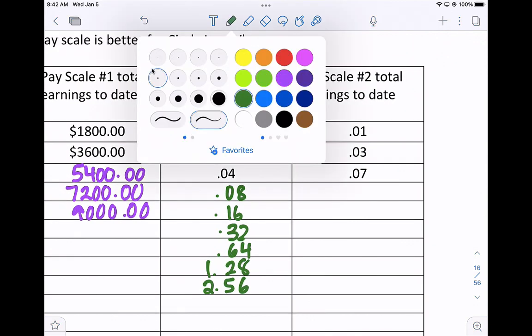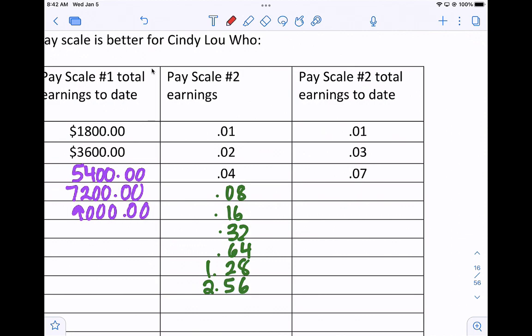But to figure out the total earnings, we add. So like the first day plus the second day, we get 3 cents total. We add our earnings from the second day to the 3rd day, we get 7 cents. 7 cents plus 8 cents is 15 cents, and we just keep adding the amount that we had earned to our new amount that we earned that day to figure out the earnings to date, like the total amount if she saves everything.